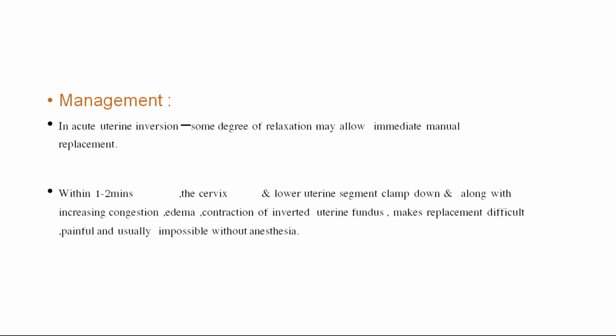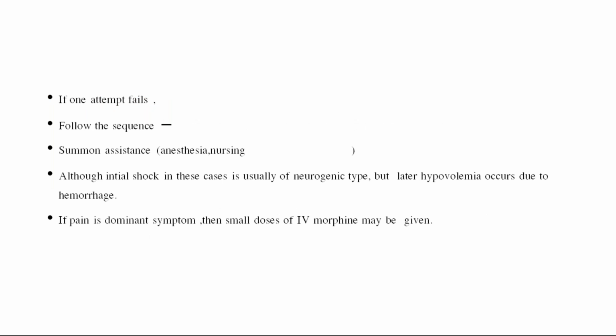In acute uterine inversion, it is easy to completely involute, that is, we can replace the fundus in normal position. In acute uterine inversion, a little bit of relaxation will be present, so we can easily replace it. But after a few minutes, when you can't replace immediately, it will become difficult. Then what are the things we have to do? We have to give anesthesia.